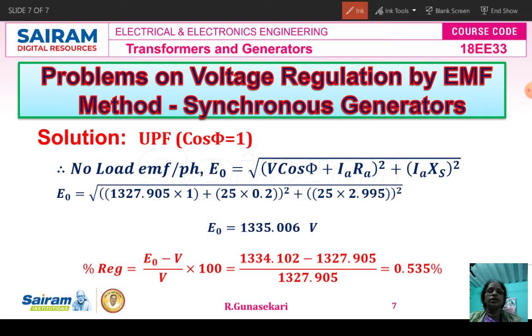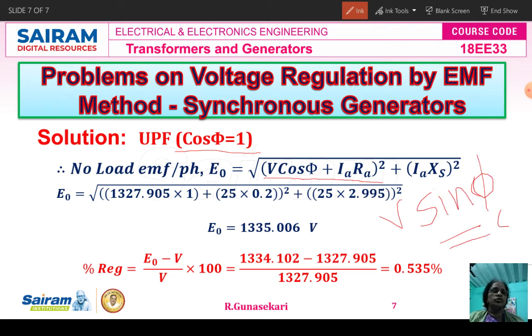Now we calculate the percentage voltage regulation for unity power factor. Unity power factor means what? Cos phi is equal to 1. Now the formula for no load induced EMF per phase E0 is equal to what? V cos phi plus Ia Ra the whole squared. In this case the V sin phi term goes to 0 because cos phi is equal to 1. So therefore the sin phi is equal to 0. So therefore the V sin phi term goes to 0 value.